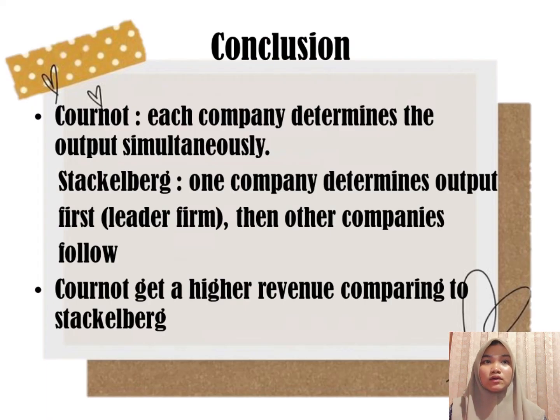Okay, this is our conclusion for this topic. In Cournot, each company determines its output simultaneously, but in Stackelberg, one company determines output first, which is the leader firm, and then the other companies follow to determine their output. And our conclusion is Cournot gets a higher revenue compared to Stackelberg.